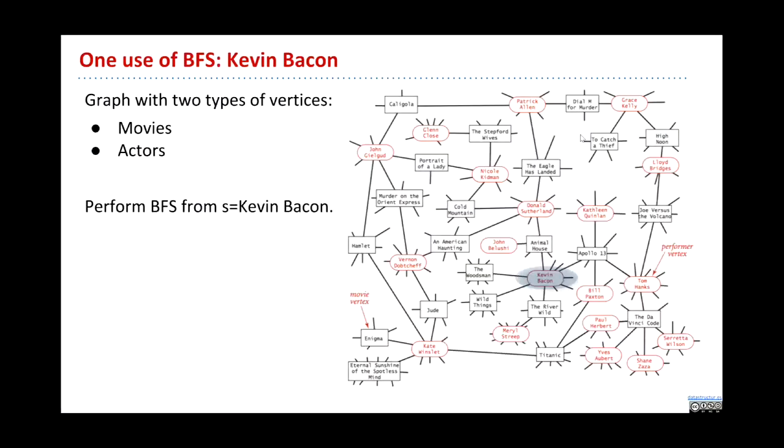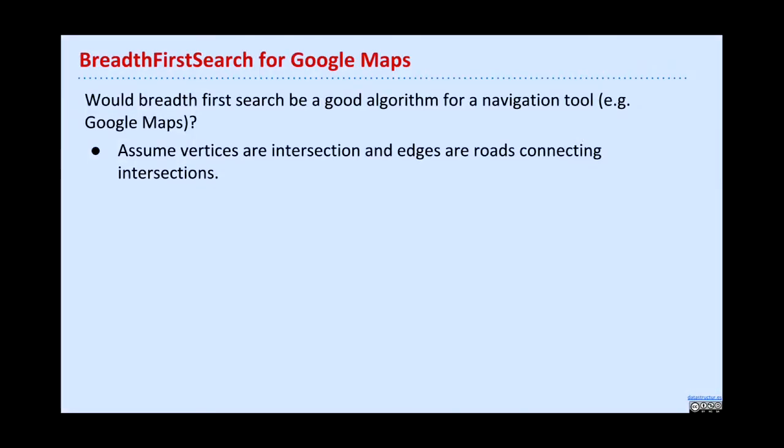Question for you guys. Do you think that breadth first search would be a good algorithm for, say, Google Maps? Let's say each vertex is an intersection, like Bancroft and Telegraph, and each edge is a road. So you'd have two vertices, Bancroft and Telegraph, and Bancroft and Dana, and you would have an edge between them. What do you think? No, why not? It would be slow? Why? Well, maybe it would be slow.